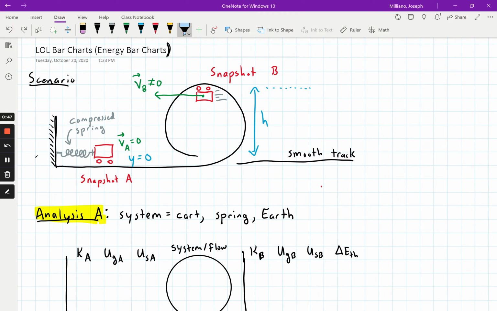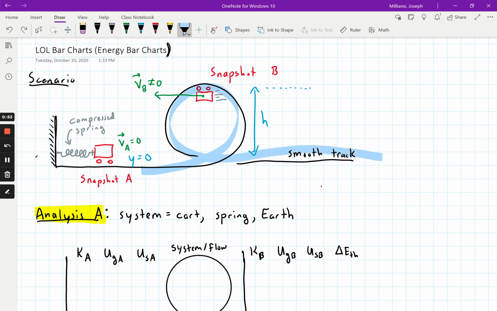This compressed spring then pushes the cart. The cart goes around the loop. And we are going to compare snapshot A to snapshot B. At snapshot B, we are now at a height h above our reference height of y equals 0. And in order to stay in that loop, we know that we need to be moving. We're moving in circular motion here, and so the velocity is non-zero at the top of that loop.